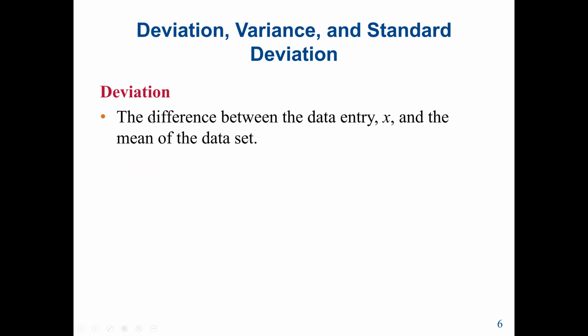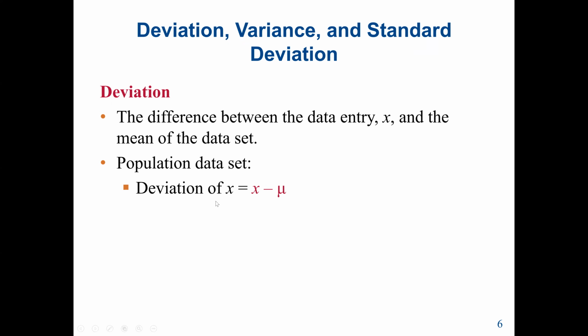Next, we're going to discuss deviation. Deviation is the difference between the data entry and the mean. So deviation means the difference of each data entry and the mean, how each data point deviates from the mean. Sometimes the deviation value is positive, which means the value is greater than the mean of the whole data entry. Or it will be negative, which means the mean is greater than the value.